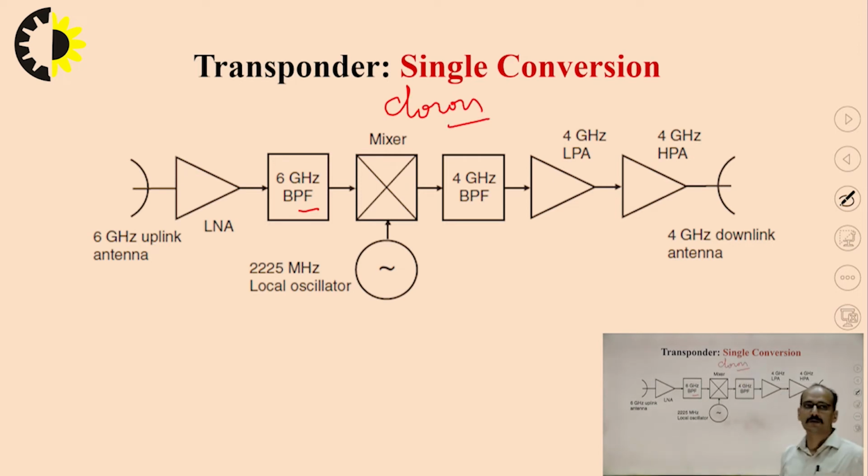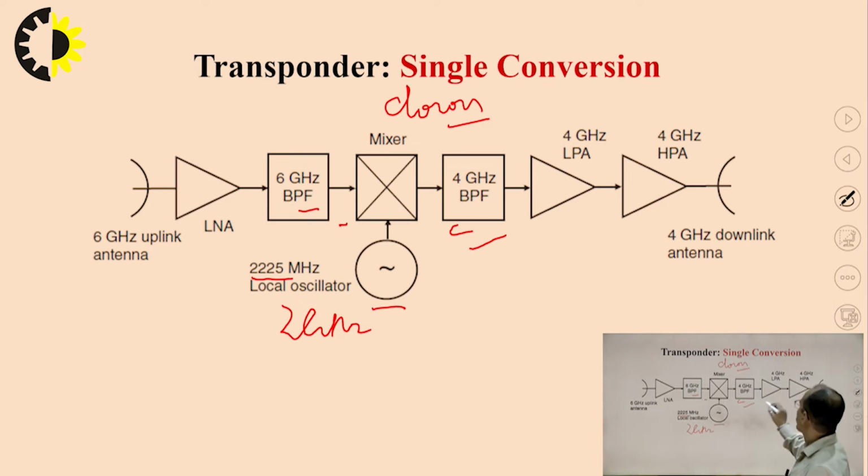What is basically a down converter? A down converter is just a mixer with a local oscillator of around 2 gigahertz. So after subtracting 2 gigahertz from 6 gigahertz, we get a 4 gigahertz signal at the output. That means the same signal which is coming from the earth station on 6 gigahertz, after processing by the single conversion bent pipe transponder, will have its frequency become 4 gigahertz.